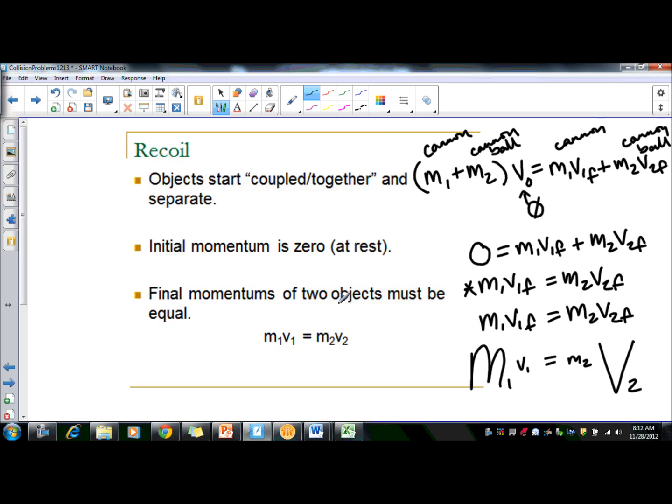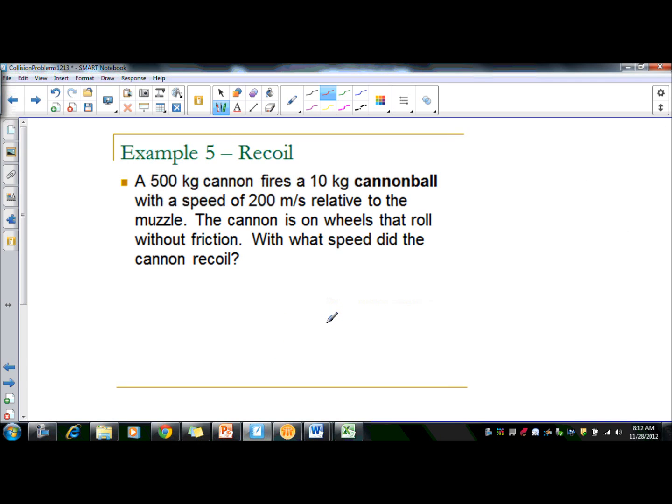So that's where this equation comes from. So don't worry about all of this stuff. This is what you need to be able to use for recoil, but this is where it comes from. It's still like a collision. It's like inelastic collisions backwards, where you start with them together and end with them apart. But the final momentums of each of the two objects have to be equal to each other. So here we go. Let's do an example.